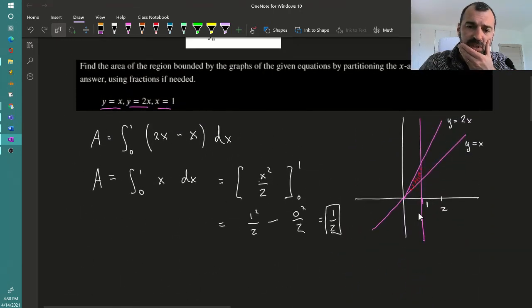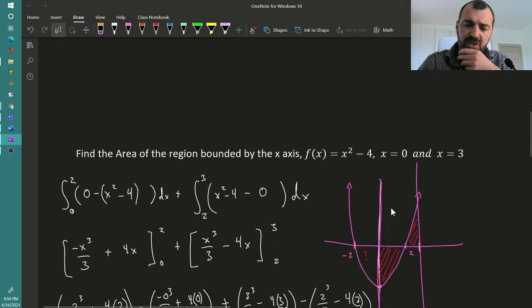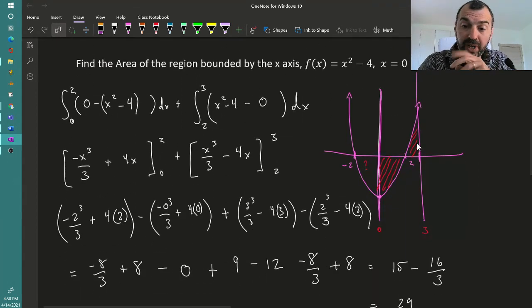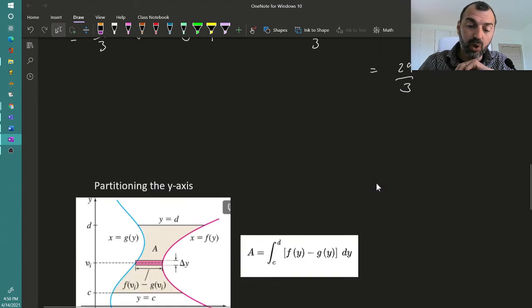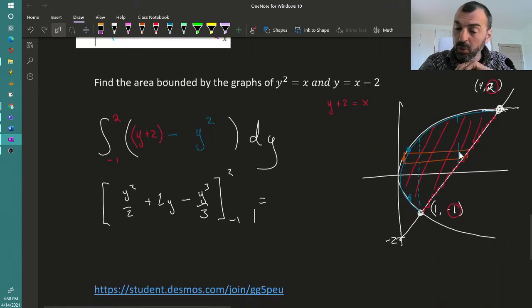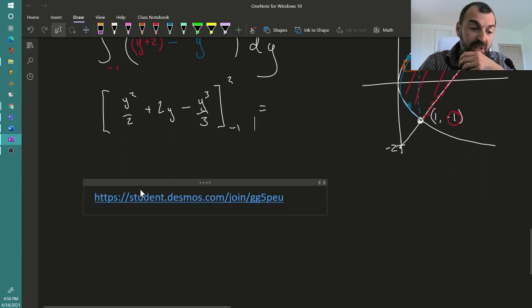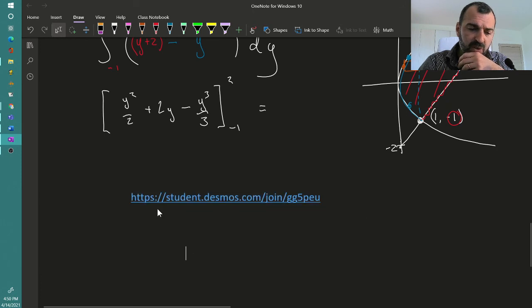A simple one where you've got all the action happening above the x-axis. Here's one where you've got 2 areas sort of broken above and below. And then here's one where you have to break your area in a horizontal manner.